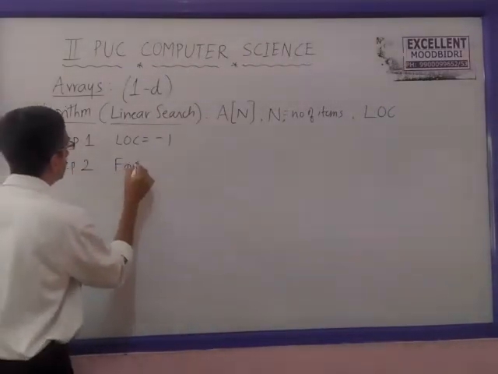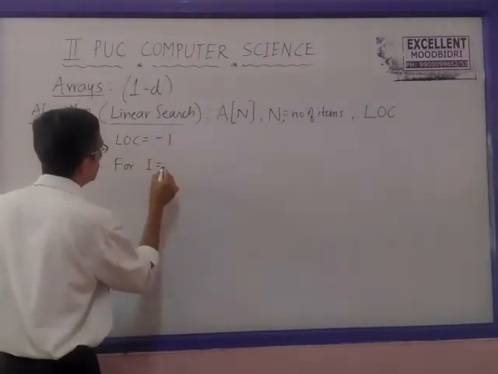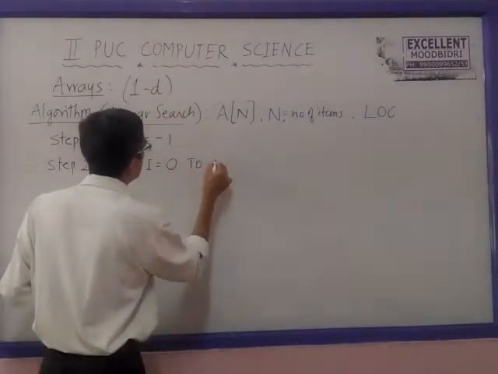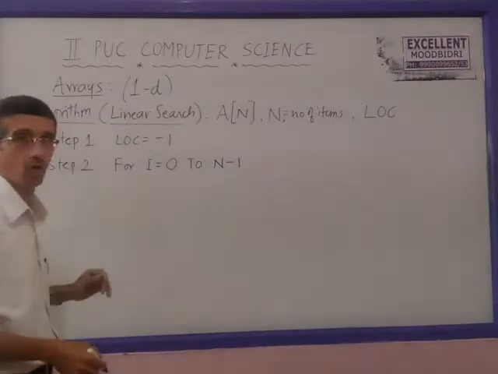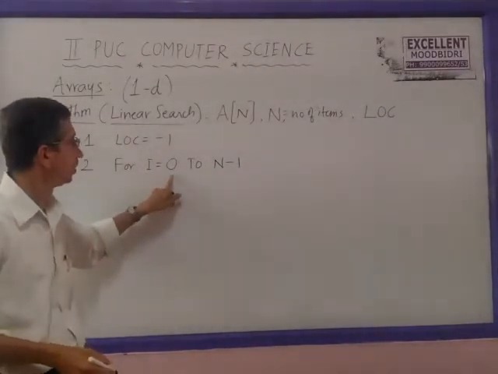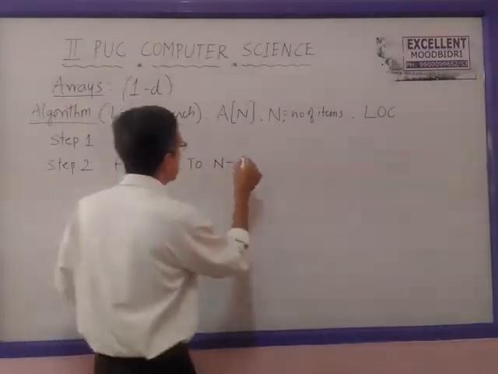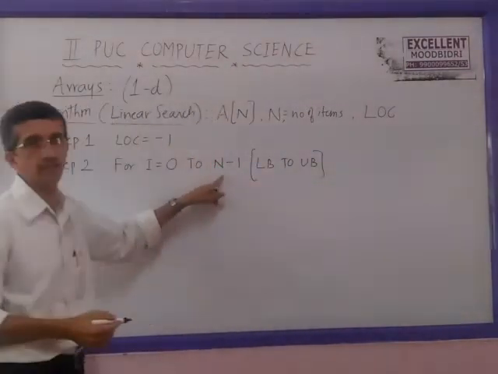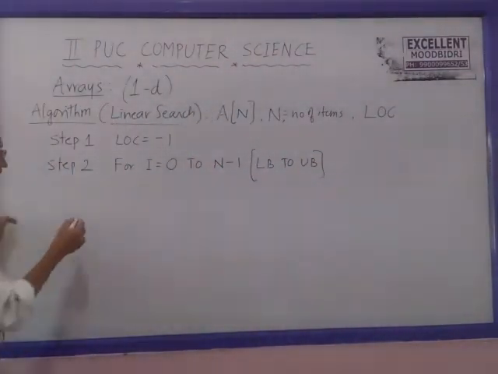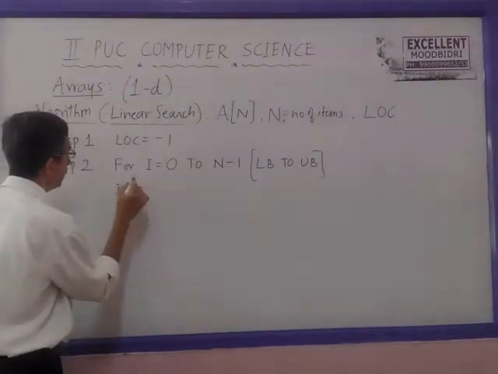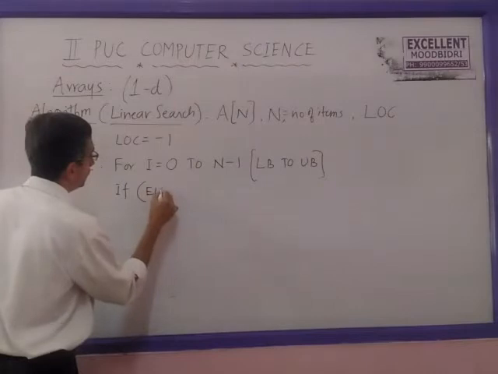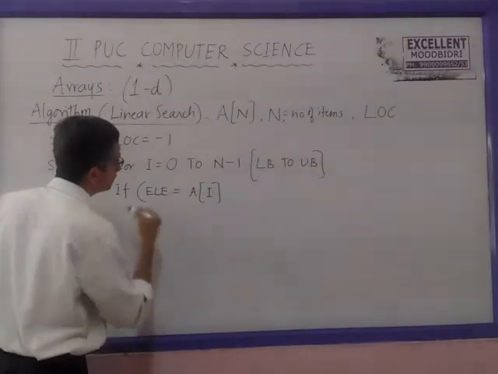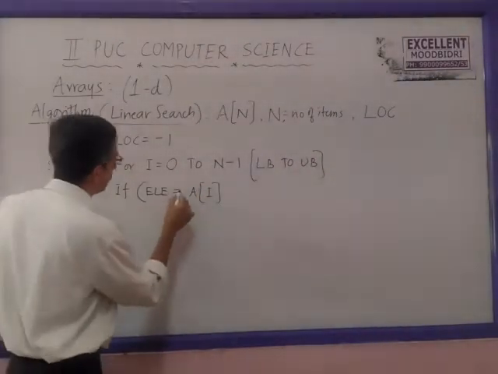For I is equal to 0 to n minus 1, I will write. Or you can also write for I is equal to lower bound to upper bound. Correct? Upper bound is n minus 1, where n is the number of items. Here we write if element is equal to A of I. Element is equal, you can also write double equal to, no problem.